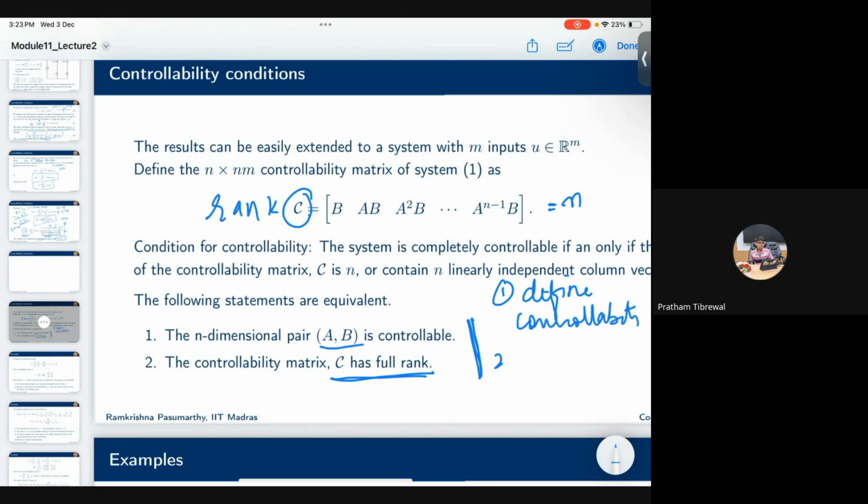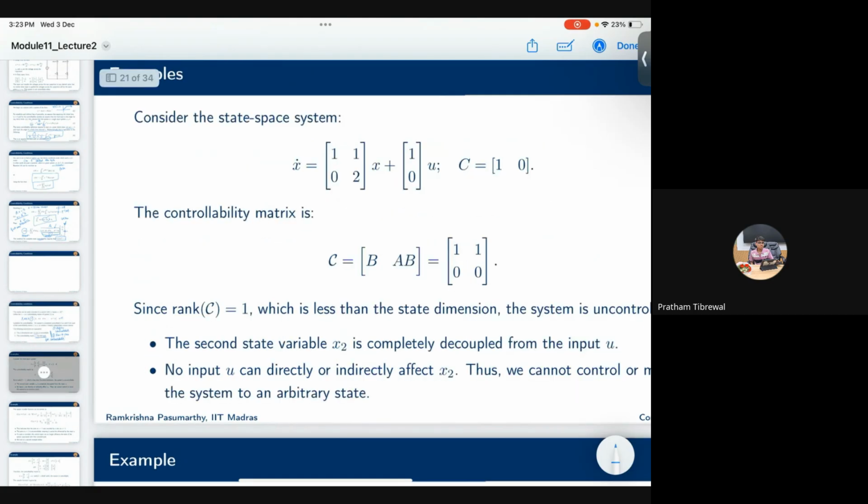And second, I check before I apply any control law is how to check for controllability. Okay, these are two things that we did before we actually try and control the system.